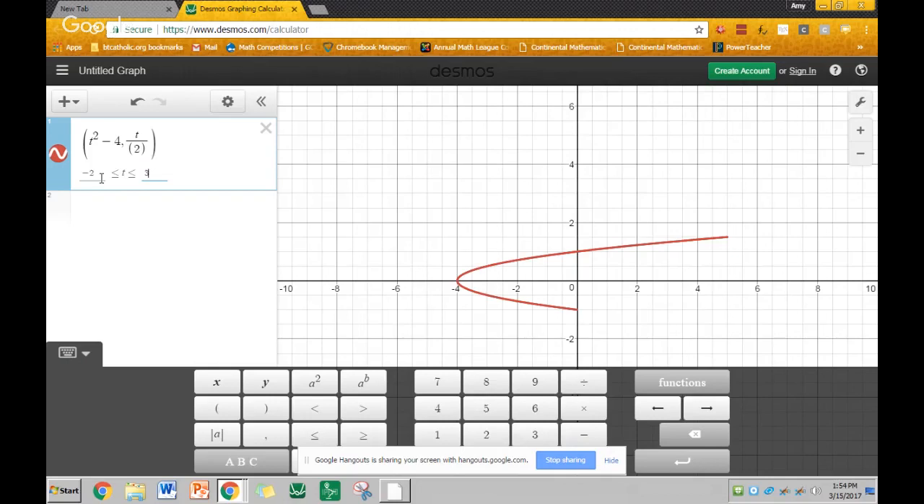Interesting points here would be when the tangent line is vertical. When the tangent line is vertical, then we know we are furthest to the left or the right, depending upon what your curve looks like. So, questions on how you do it on Desmos? Questions on how you do it on your calculator?